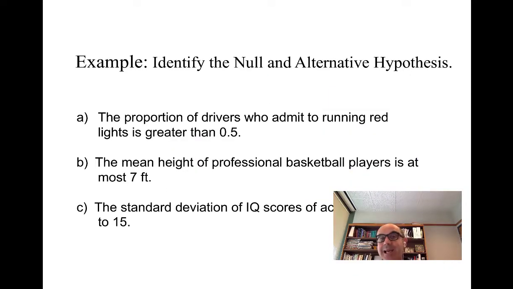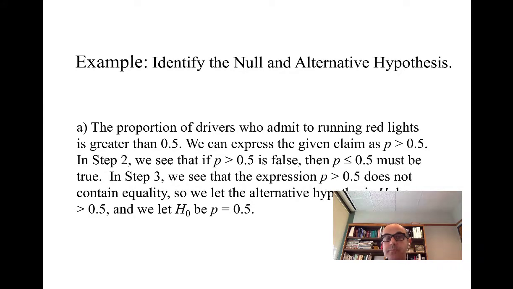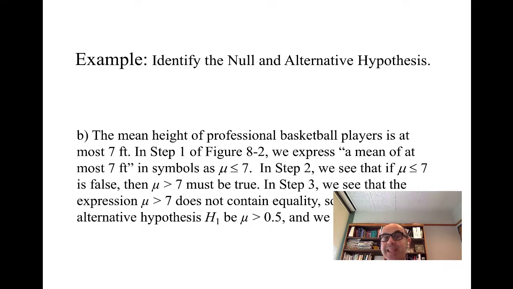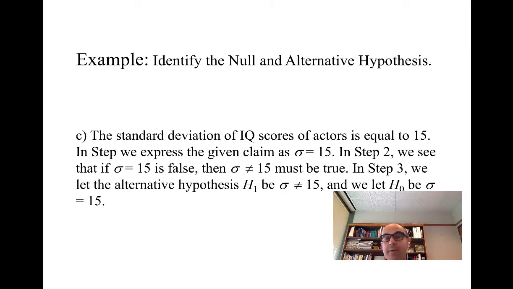And again, the identity of the null hypothesis in this case is greater than 0.5, and, for example, the mean height of professional basketball players is at most 7 feet tall, or the standard deviation of IQ scores of actors is equal to 15. In this case, this is what I need to do. Again, an example of the null and an alternative. How do you phrase it and how do you apply it?